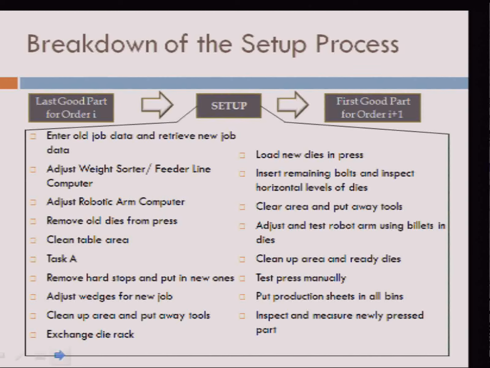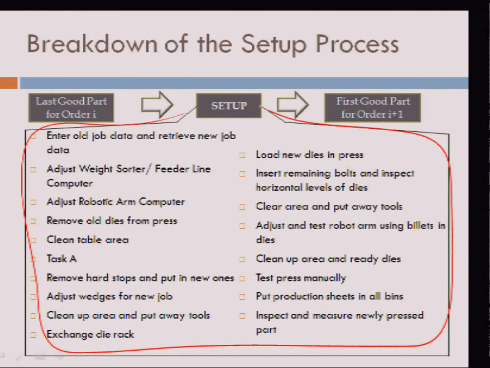So when you break down the setup process, these are all the individual activities that get done. All that you're doing is recording the sequence in which they get done, and then looking at the total time it took to perform the activity, any reasons why the activity had to be repeated, and how much was the changeover time to prepare for the activity. But this is basically something which I think Sachin, in teaming with the operator, was able to document. So: enter old job data, adjust the weight sorter, adjust the robotic arm computer. These were all the major activity elements of the overall setup process.